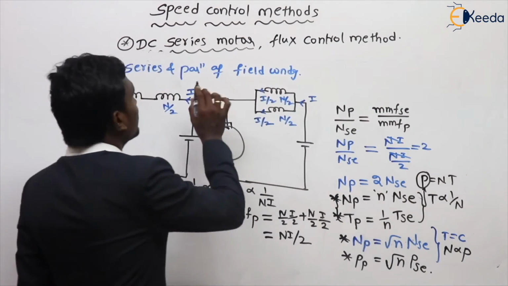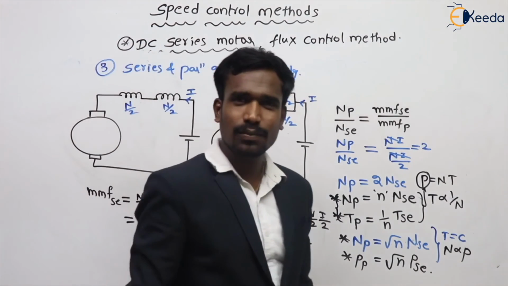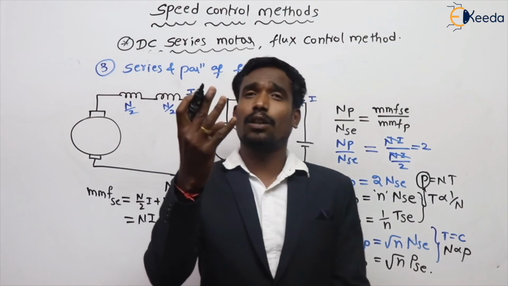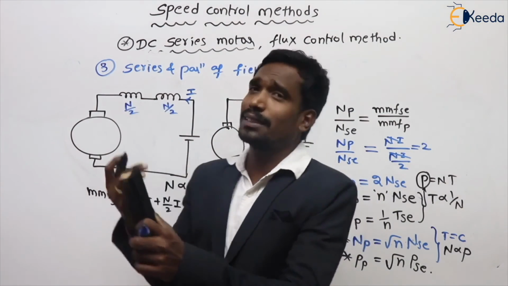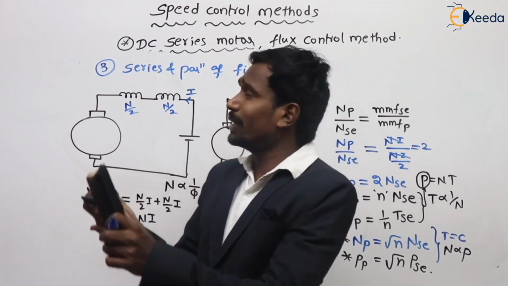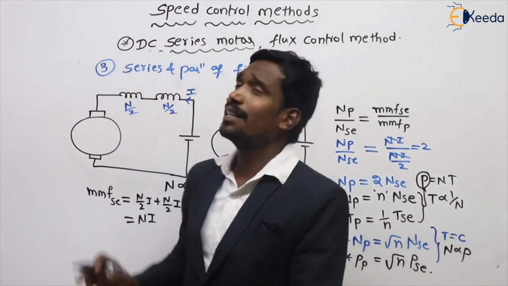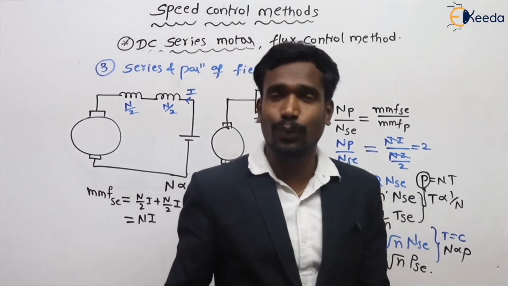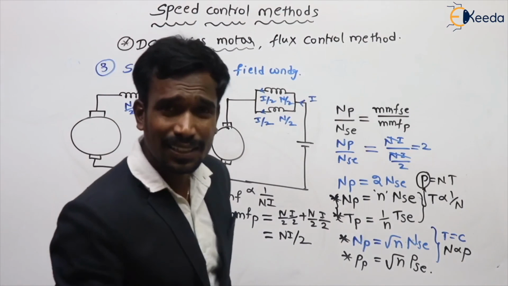In our DC series motor, what are the 3 speed control methods? One is the field diverting method, second one is the tapping method, and the third one is the series paralleling of field winding. This is important for us. Right? Thank you.